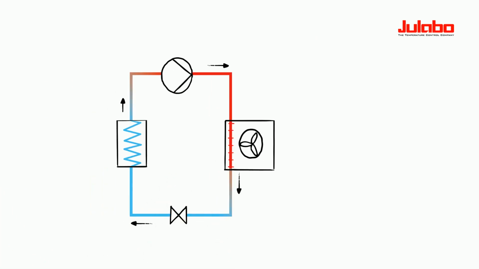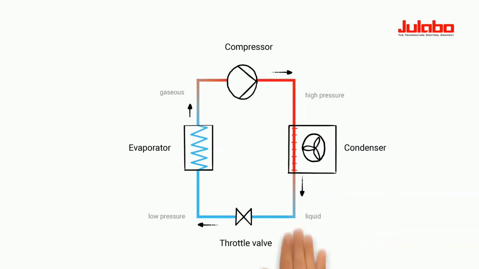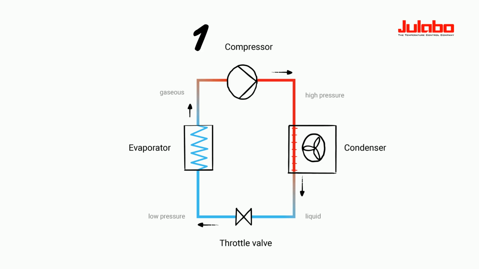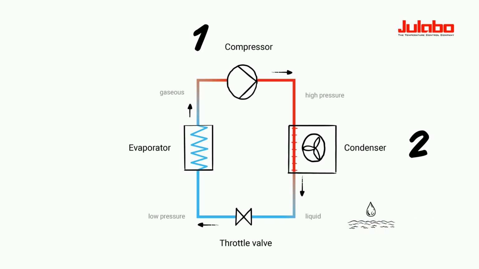Let's take a closer look at the refrigeration cycle. The gaseous refrigerant is compressed in the compressor, which increases pressure and temperature. The hot refrigerant then enters the condenser under high pressure. There it gives off heat to the environment or the cooling water. It changes from the gaseous to the liquid state. It condenses.